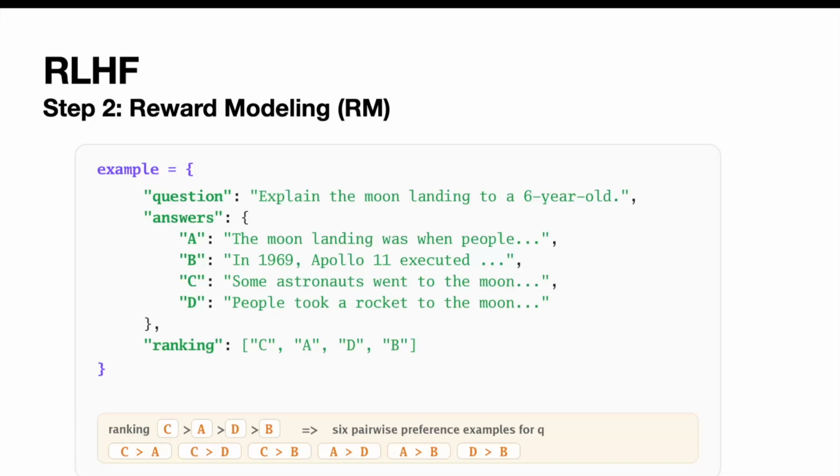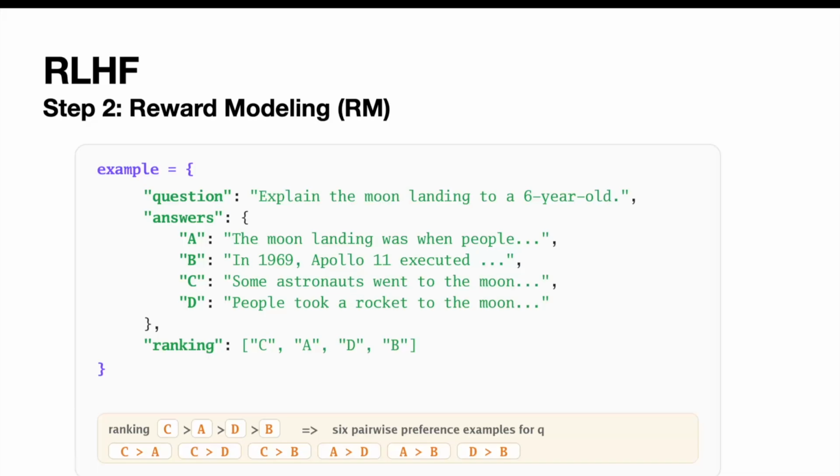For example, suppose the prompt is "Explain the moon landing to a 6-year-old." We generate 4 different answers, A, B, C, and D. Here, 4 answers is just an example. In practice, it is usually a small number, often somewhere between 4 and 9. After reading them, the human labeler ranks them from best to worst as C, then A, then D, and finally B.